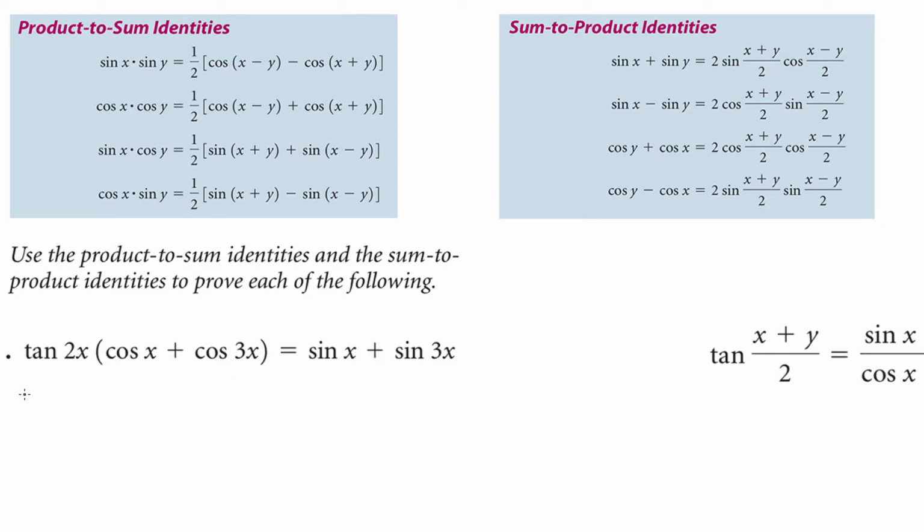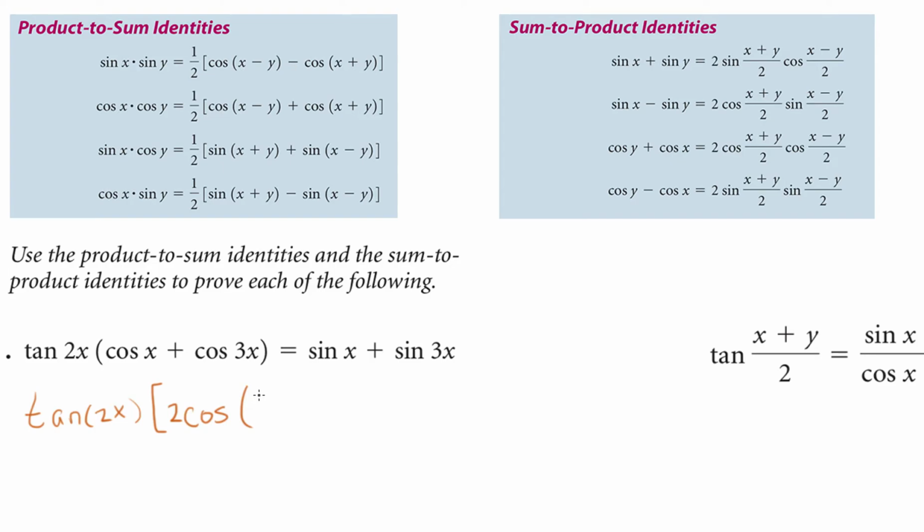In this case, I'm going to leave tangent of 2x as it is for now. I'm going to work on the cosine of x plus cosine of 3x. I'm going to use a sum to product identity to simplify that sum, the third one here. So it's going to be 2 cosine of (x plus y)/2. Who's playing the role of x and who's playing the role of y? Here x is playing the role of y and 3x is playing the role of x. Be careful with that. The order does matter because in the subtraction, remember subtraction is not commutative.